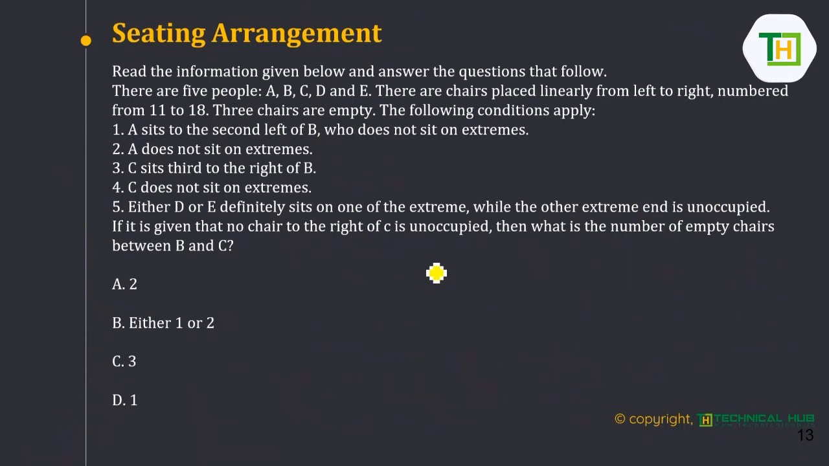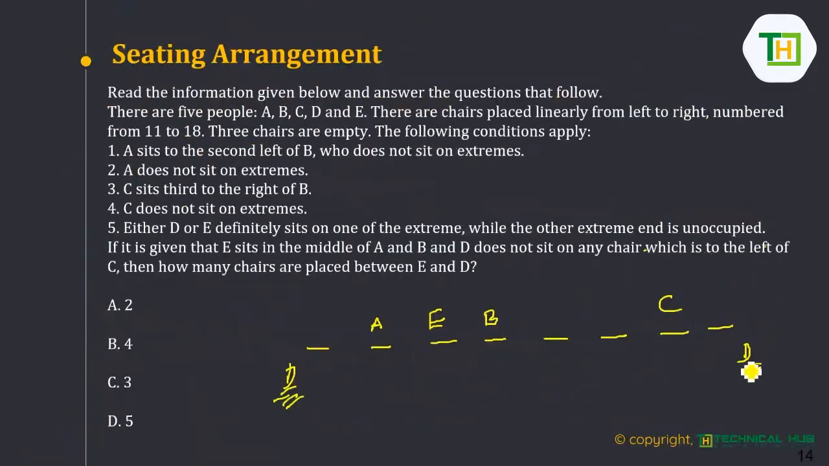But here one more condition is given: D does not sit on any chair, which means D is to the left of C. So left of C means definitely D's position is here. Okay, so left of C. So how many chairs between E and D? So E and D, how many chairs here? Only one chair, not there.